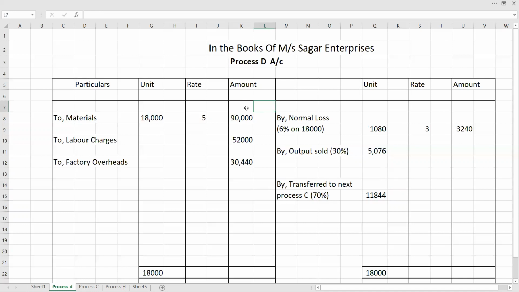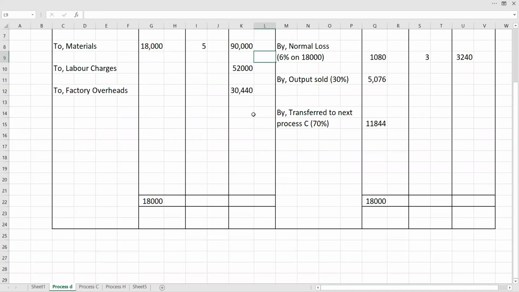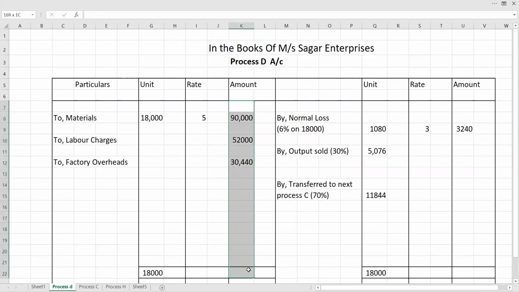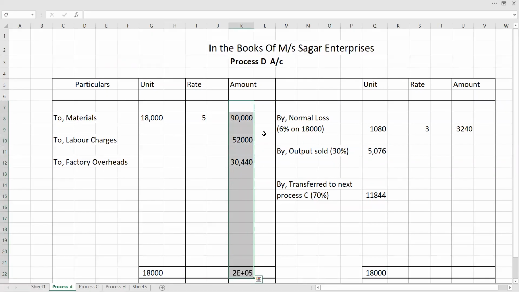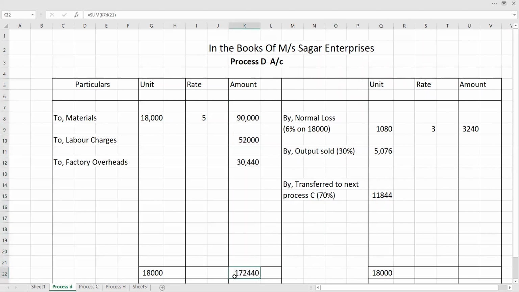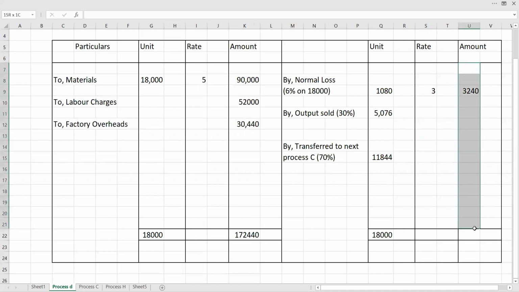So how to calculate this? First we have to calculate the debit side column of amount. So let's calculate this and the sum is, and the total amount is 1,72,440 rupees. And how much is the total of the credit side column? Let's calculate this. See, the difference is in credit side. जो difference आहे हा credit side ला येतोय.